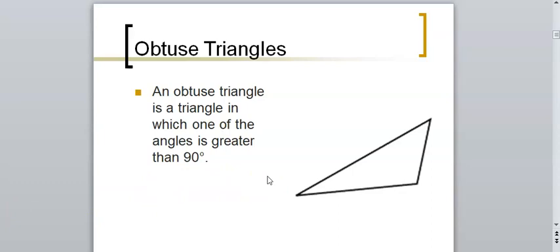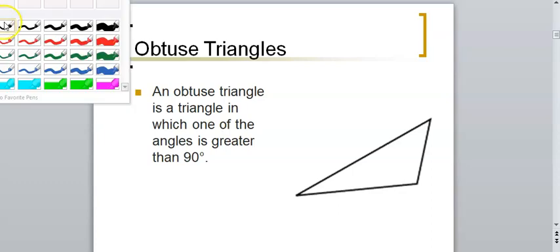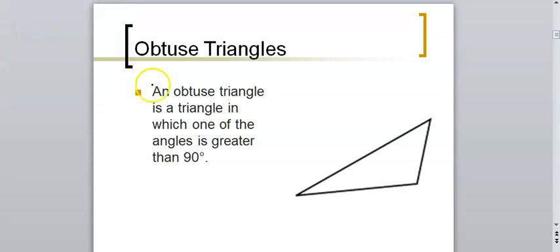An obtuse triangle is a triangle in which one of the angles is greater than 90 degrees. Is that fine? In an obtuse triangle, one of the angles is always greater than 90 degrees.